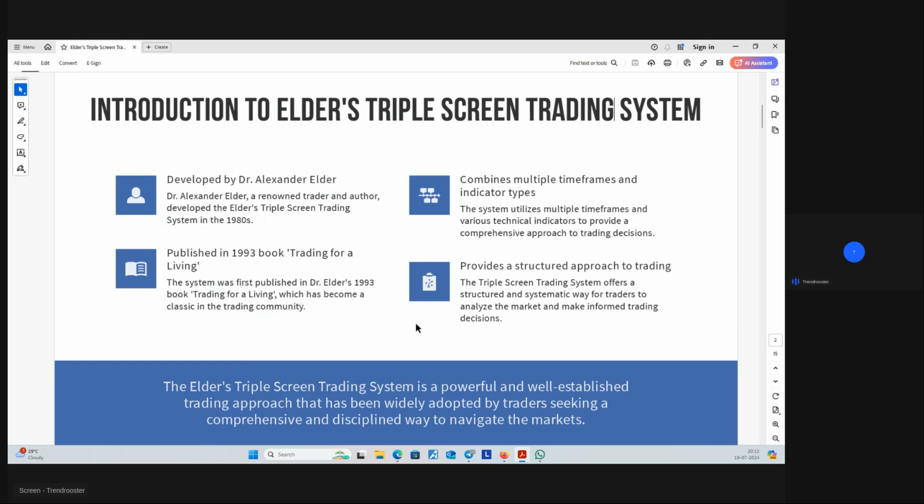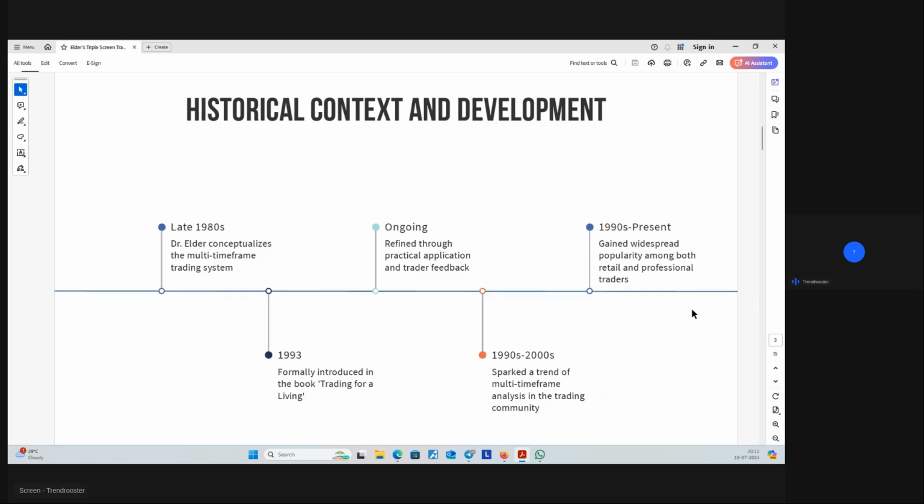Give me a couple of minutes, I will explain why. This combines multiple time frames and indicator types and provides an overall wholesome approach. It provides a structured approach instead of looking at a single time frame in a silo. Next slide.